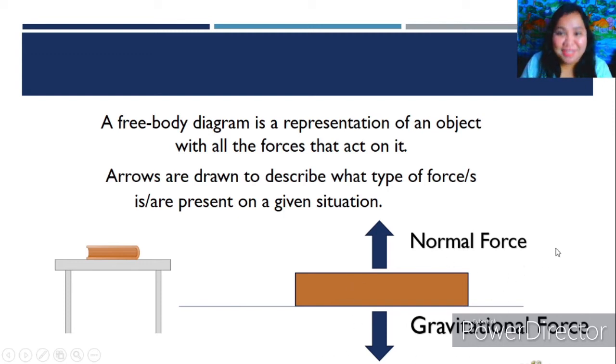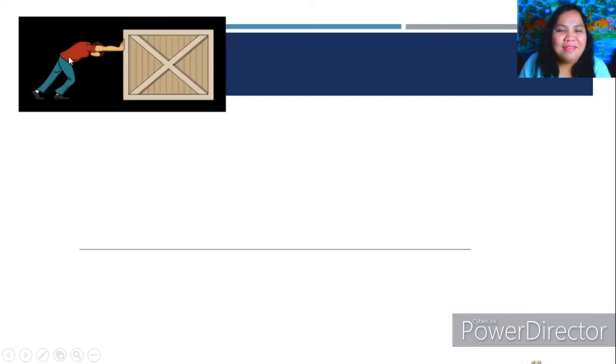Okay, let's proceed. Here I have an example, a man pushing a box. How do we draw a free body diagram? We do not need to draw the man.